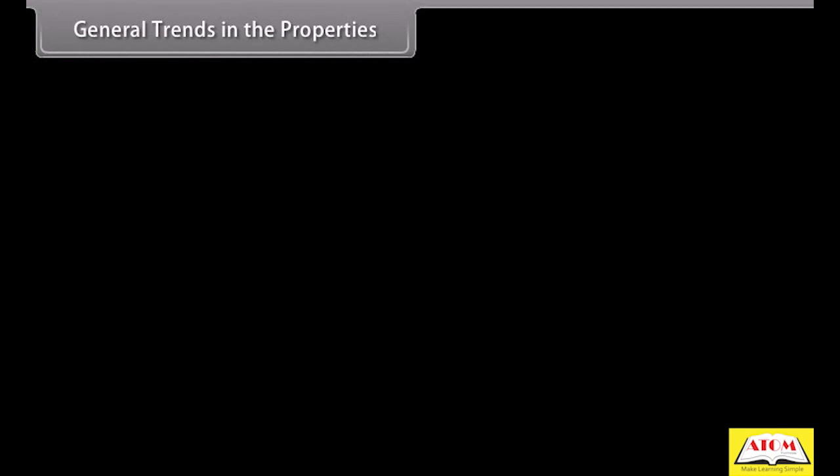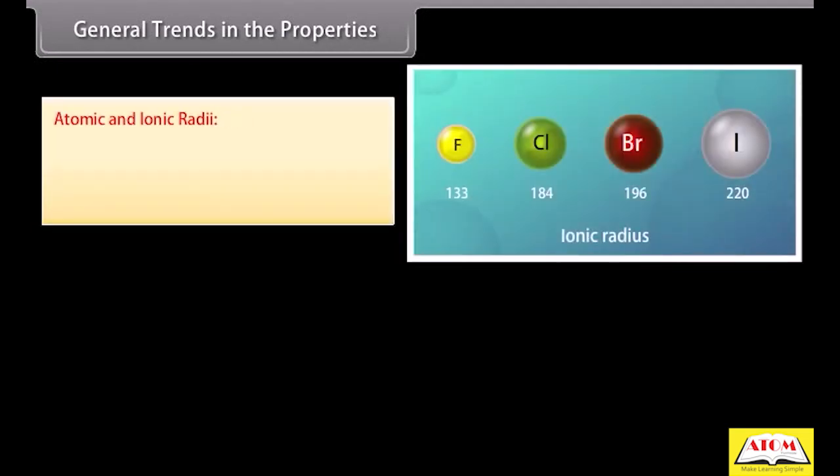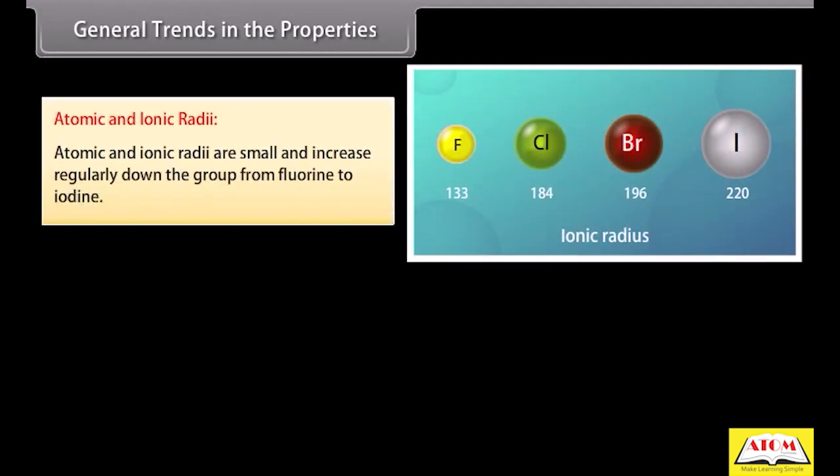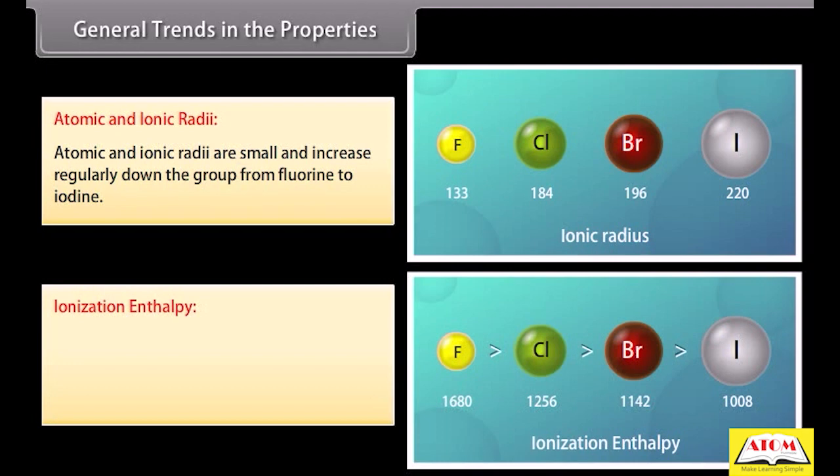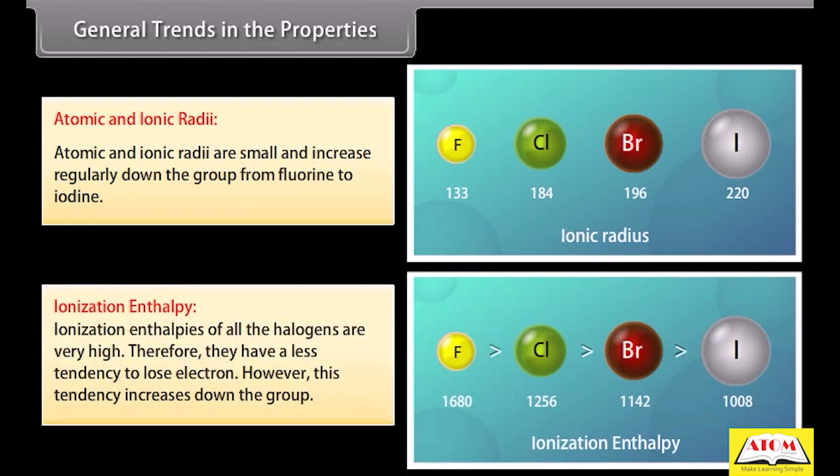General trends in properties. Atomic and ionic radii. Atomic and ionic radii are small and increase regularly down the group from fluorine to iodine because new electronic shells are added. Ionization enthalpy. Ionization enthalpies of all halogens are very high. Therefore, they have a lesser tendency to lose electron. However, this tendency increases down the group because the distance of valence shell from nucleus increases.